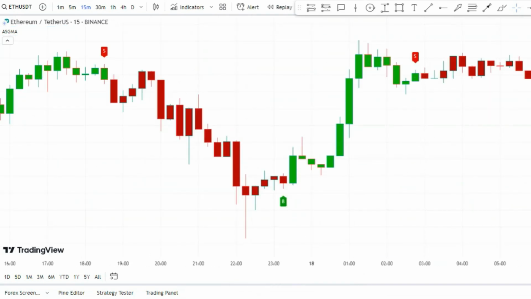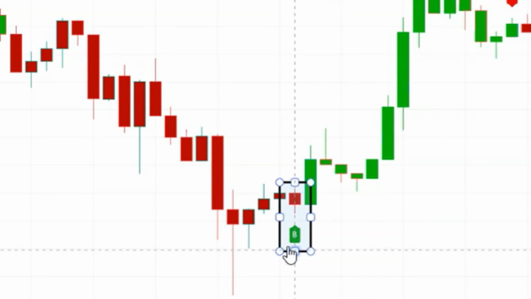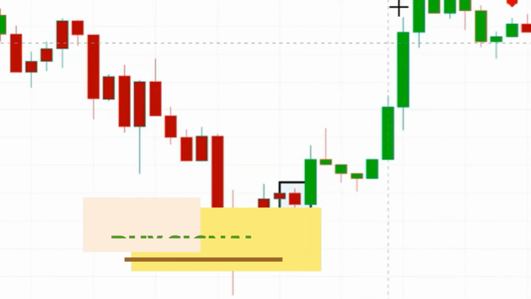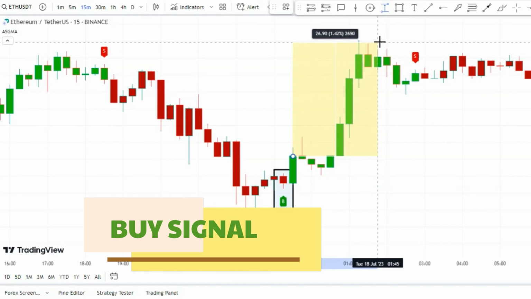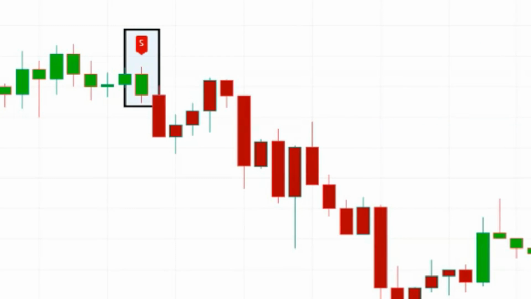With these changes, when the chart shows a B below the candle, that means it's signaling a buy and you can take a long position. And if it shows a sell above the candle, you can short the market.